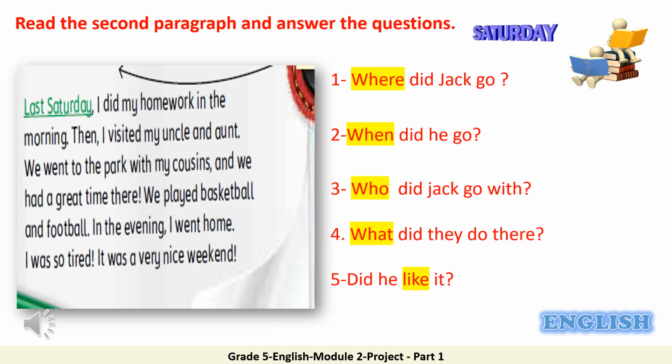Guys, now you are going to read the second part of Jack's diary. Before we start reading, let's read the questions. 1. Where did Jack go? 2. When did he go? 3. Who did Jack go with? 4. What did they do there? 5. Did he like it? Don't forget to underline your answers on the text. Let's shadow read. Go on.